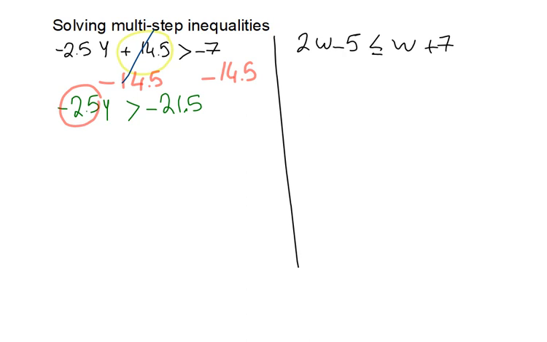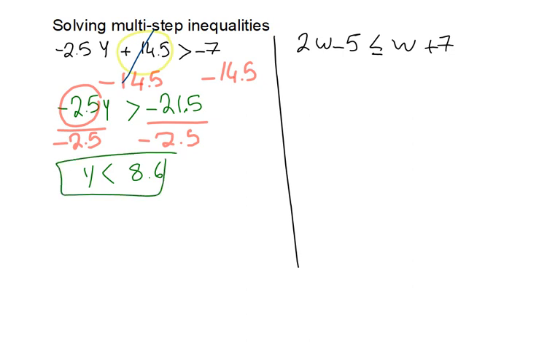Okay, so now we still have to get rid of this negative 2.5. It's multiplied by the y, so what we need to do is divide by negative 2.5, and we do that to both sides. Okay, so now again we're dividing by a negative, so we have to switch the sign. So when we do that, we're going to end up with y on the left, and the greater than would become less than. On the right side, 21.5 divided by 2.5 is 8.6, and minus by minus becomes positive. So that is our answer for this inequality.